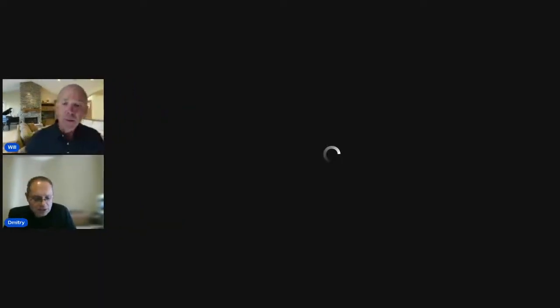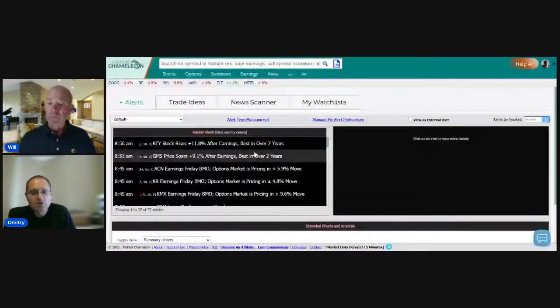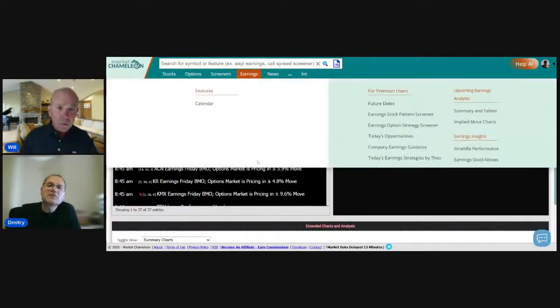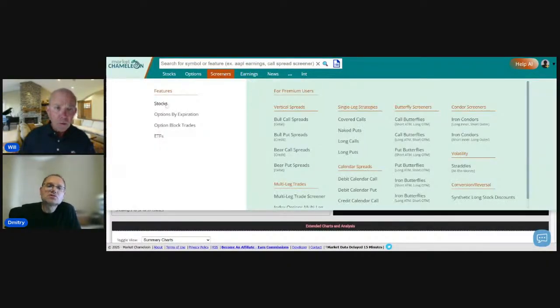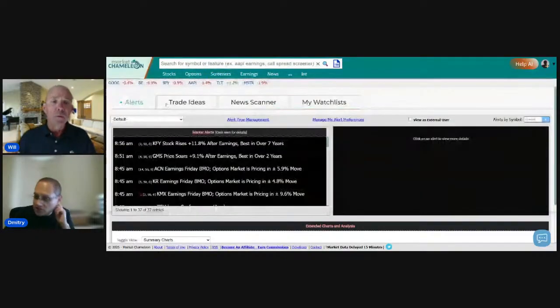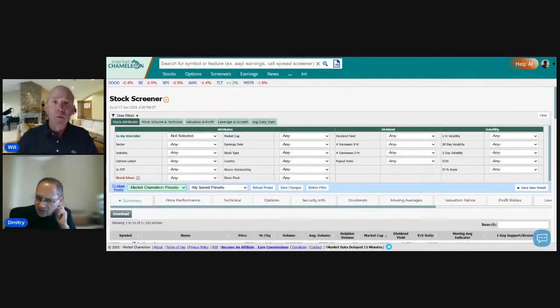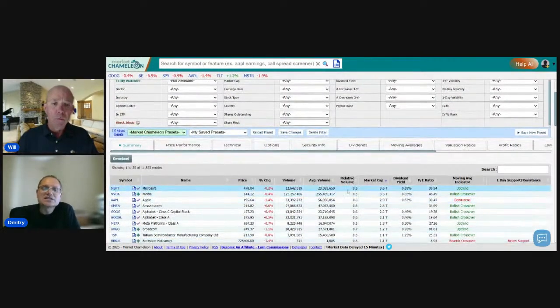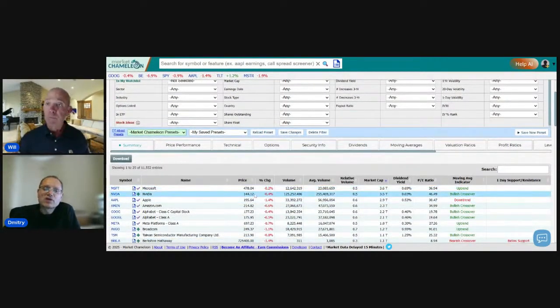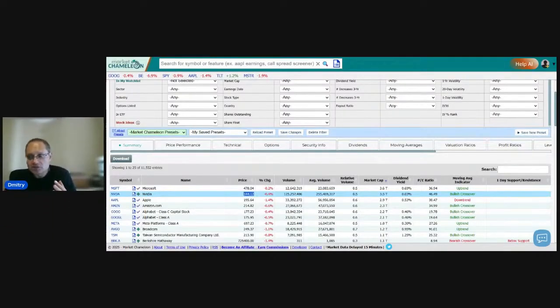Today, we're going to look at how to use the stock screener for relative market performance, correct? Yeah, let me go to the screener first so we could look at what we're talking about. On the main menu up top, click on screeners, hit stocks, and this will take us to the stock screener. In this example, what we'll do is look for stocks that have a relatively strong performance in relation to the rest of the market.